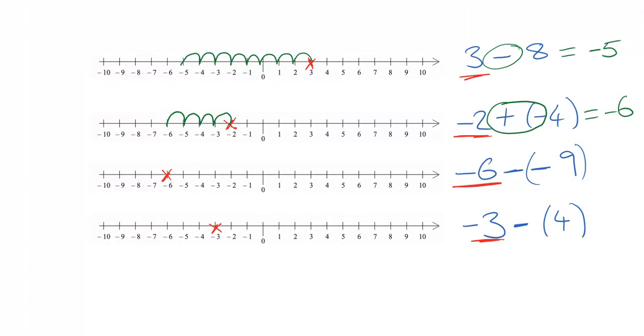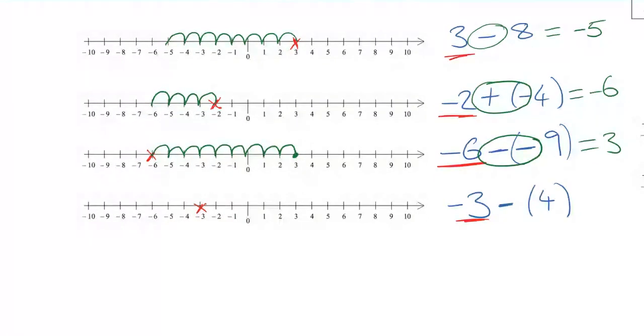Okay, next one. We know we start at minus 6. Now look, we've got 2 negative signs between the 2 numbers, and when we have them together between the 2 numbers, we know we need to move up. So we're going to move up 9 positions from minus 6. 1, 2, 3, 4, 5, 6, 7, 8, 9. Our answer is going to be a positive 3.